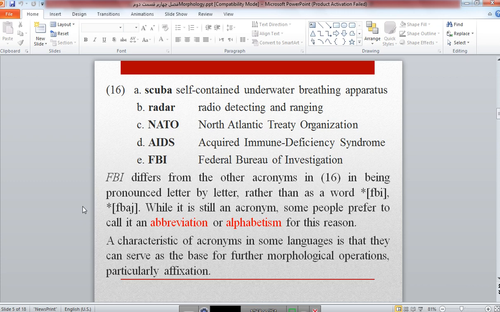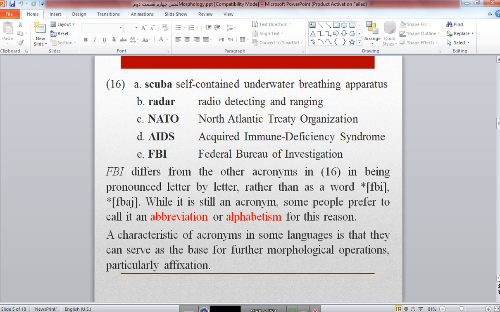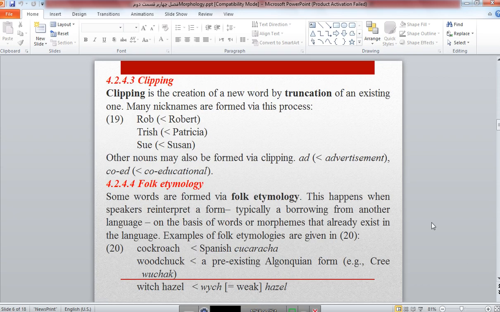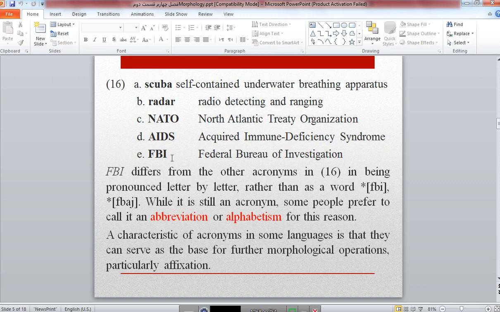A characteristic of acronyms in some languages is that they can serve as the base for further morphological operations, particularly affixation. Look at this. No, we do not have an example here. So maybe after some acronyms we can add some kind of affixation, for example suffixes or prefixes. We have some examples from the French language. You can see them in your book.